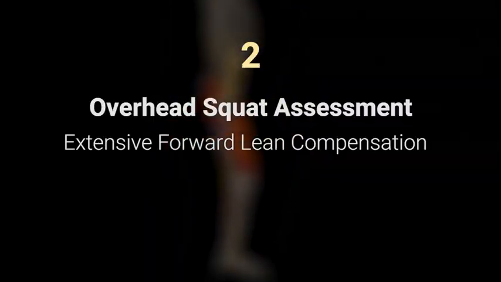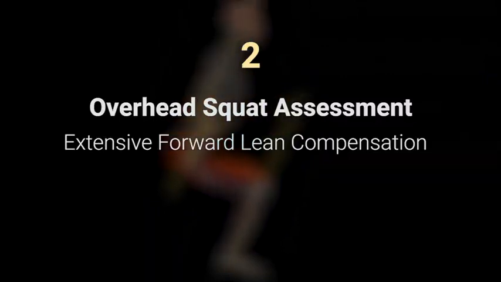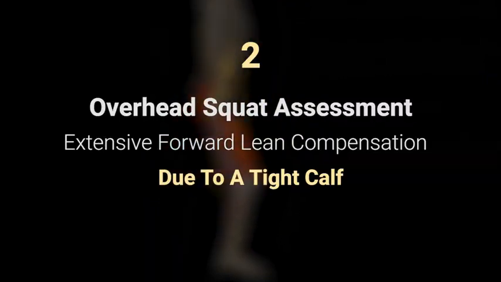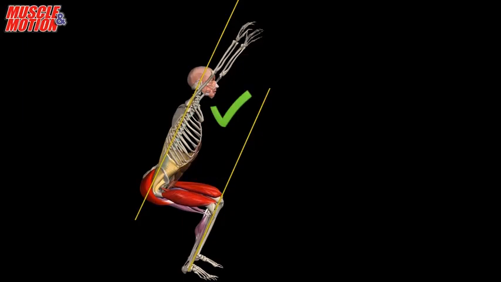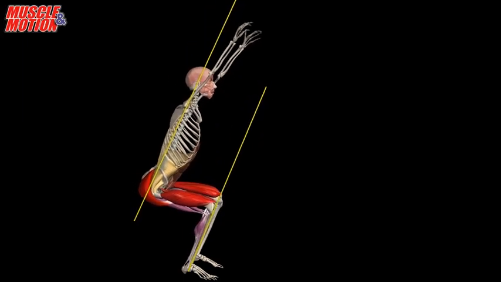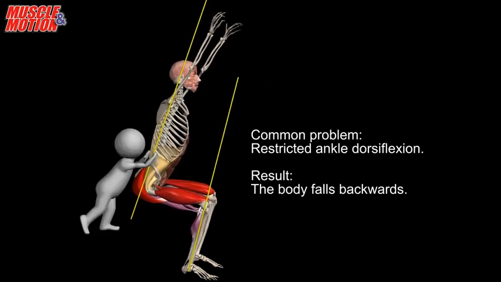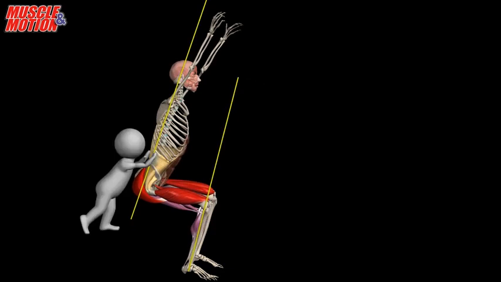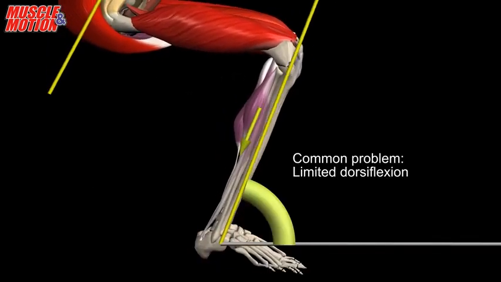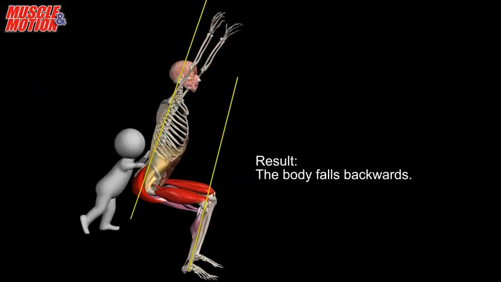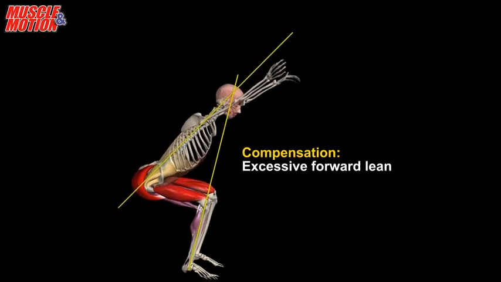Overhead squat assessment, extensive forward lean compensation due to tight calf. One of the common problems with squatting performance is a restricted ankle dorsiflexion. As a result of this restriction, the body falls backwards. To prevent the fall, the trainee leans forward.